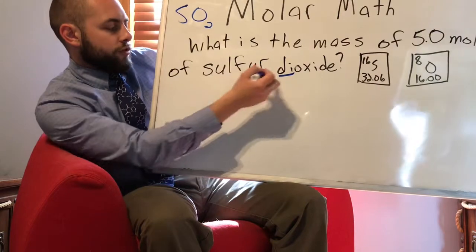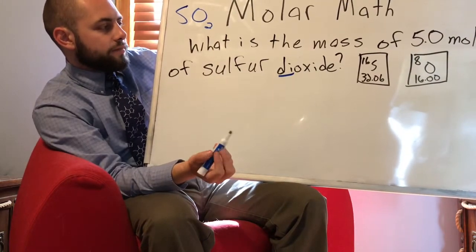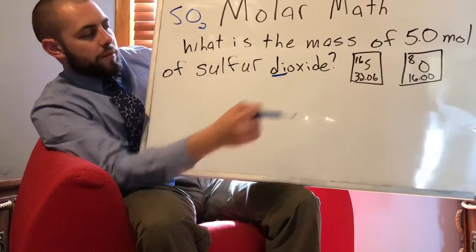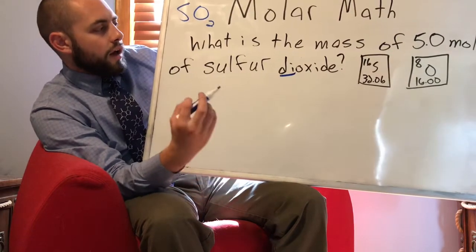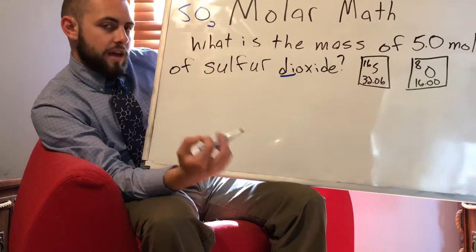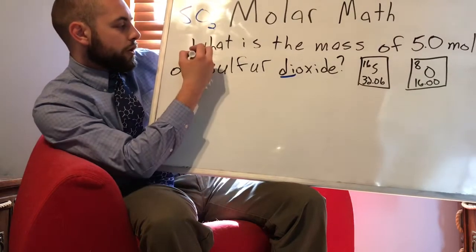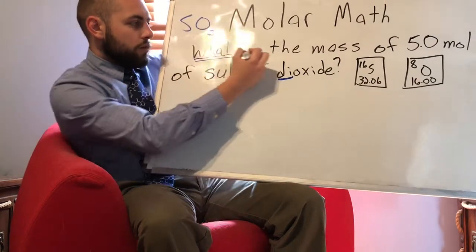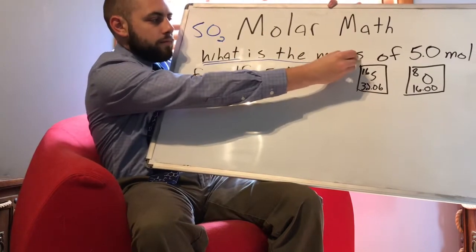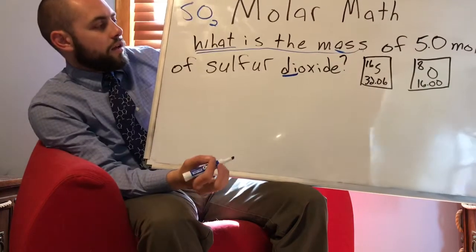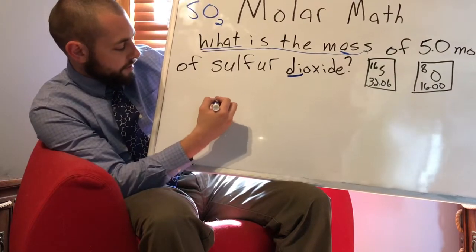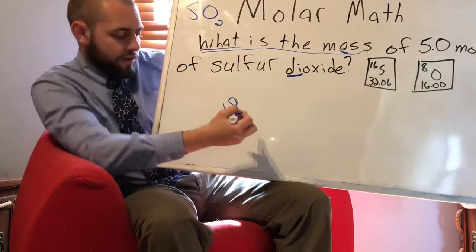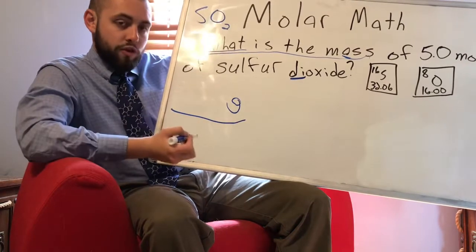SO2 for sulfur dioxide. And then I've written little element blocks for sulfur and oxygen there. I'm going to start my problem the same way. I'm going to follow the question word. What is the mass? So I'll start it the same. If the question is asking me what is the mass, then I want to start with grams in the numerator.